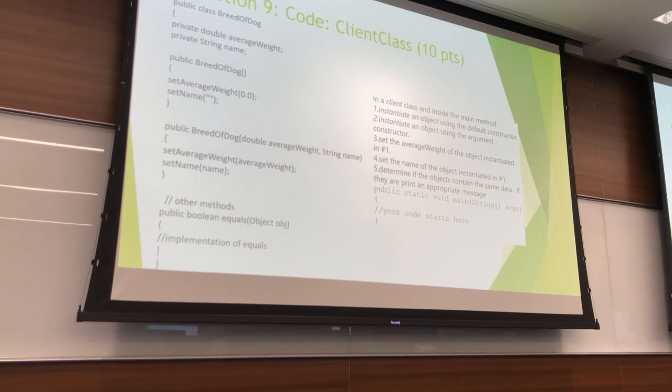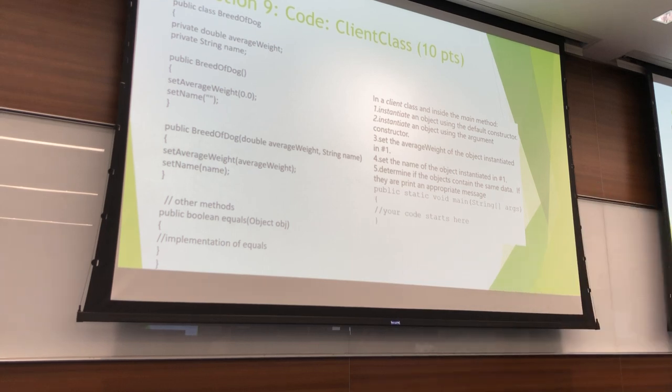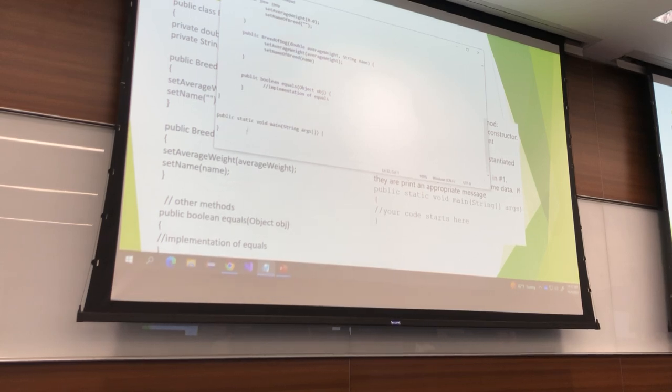We're supposed to instantiate an object using the default constructor. Well, what would that look like? New breed of dog. But we have to assign it to a variable as well. So let's do that. Let's do a breed of dog, and I'll just name it breed one, equals new breed of dog. And it's said to use the default constructor, and that's what I just did. Pretty simple.